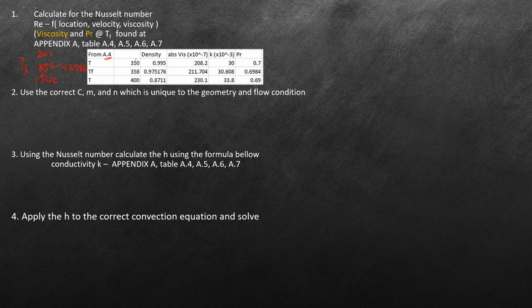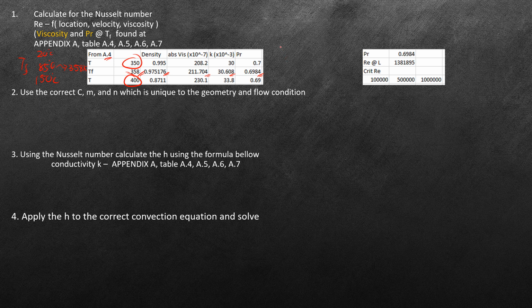From our data table, we know that there is 350 and 400 available. That is why we need to interpolate our data in order to get the most accurate results. So here we have our density, our absolute viscosity, and our thermal conductivity, as well as our Prandtl number.